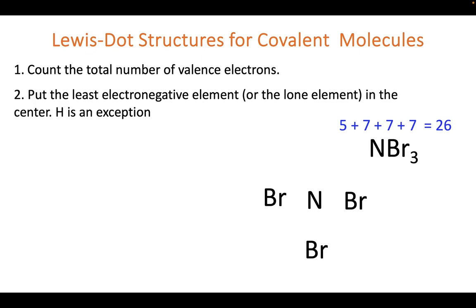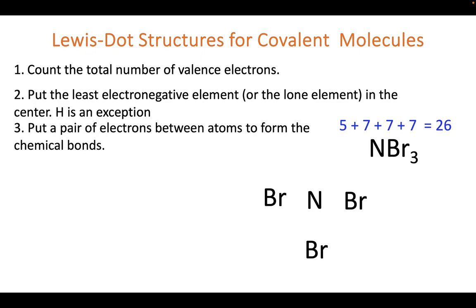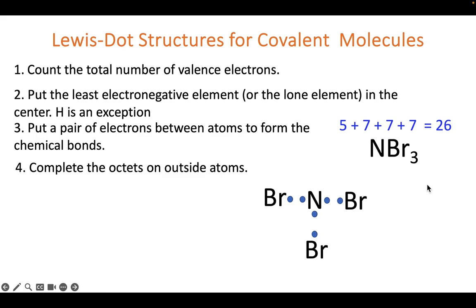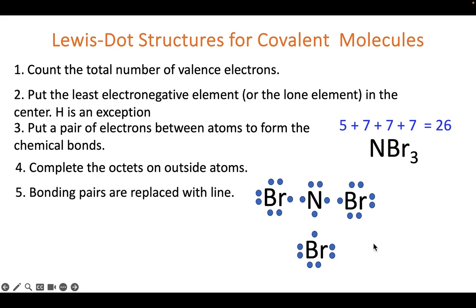So NBr3. Remember, we're going to put bonding pairs of electrons in between each of the atoms, each N and Br. And that right there is 6 of our total 26 electrons. The next rule is we're going to complete the octet on the outside atoms first by putting pairs of electrons, counting them until we get to the total 26. We already have 6, and we're going to put pairs around the bromines, and then we'll put them around the nitrogen, and then we will replace those bonding pairs between the atoms with lines.